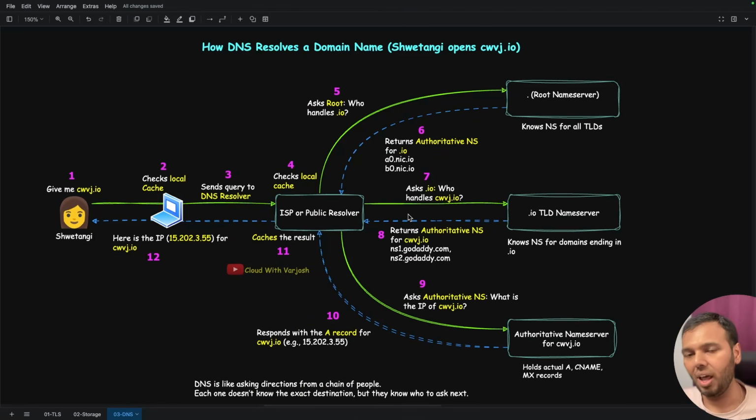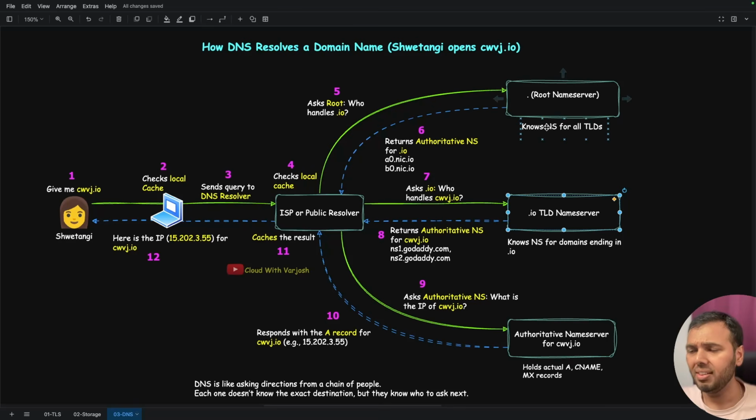Now let's say Varun has already registered cloud with Varjosh and Shwetangi is preparing for her CKA exam. So she thought, let's see the videos that cloud with Varjosh has to offer for CKA preparation. What I have done is I have labeled each step so that you know what happens when in sequence. You have ISP or your public resolver here. For our example, let's call this ISP. Then we have the name servers for root and we have name servers for .io. And then of course these are the authoritative name servers for cloudwithvarjosh.io.